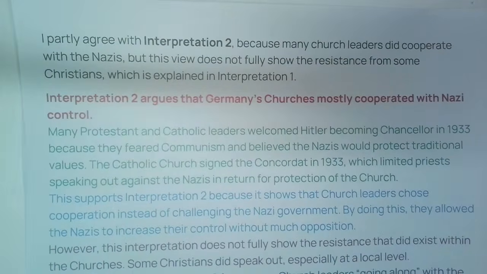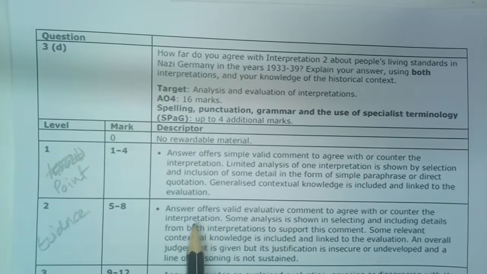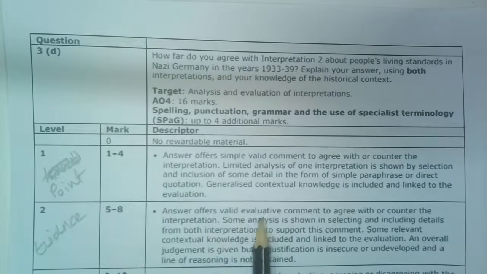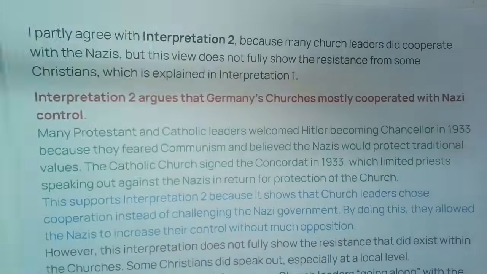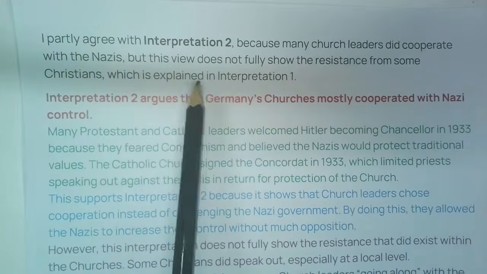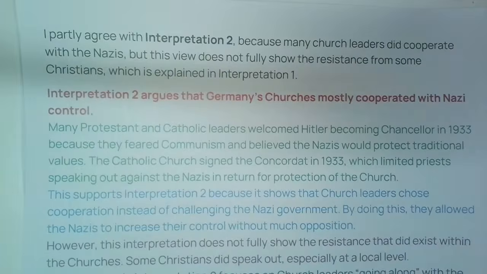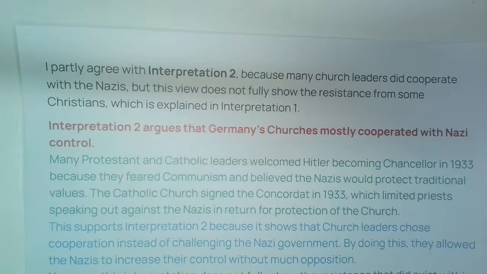I need to make sure that I've given a judgment. The reason for this is that if I don't give a judgment, I'm going to get trapped at around level 1 or 2, because it says in the mark scheme that in order to get a level 2, I need to offer a valid evaluative comment. If I don't give a judgment, I cannot get into level 2. So I'm going to make sure I start off with my valid evaluative comment, and that is: I partly agree with interpretation 2.